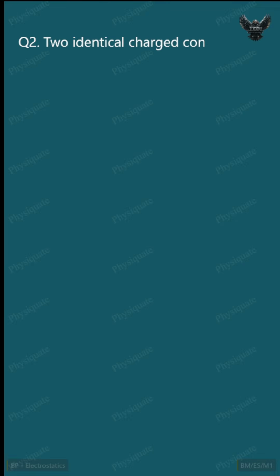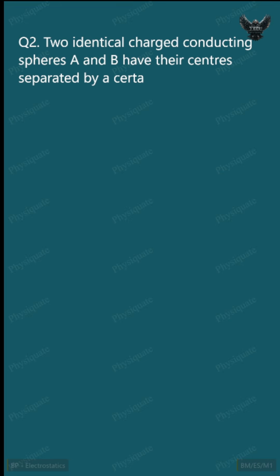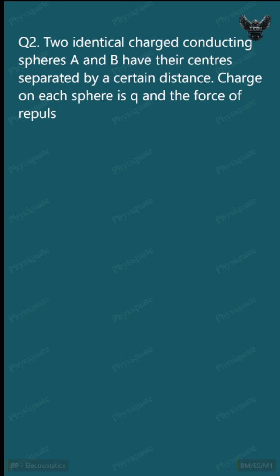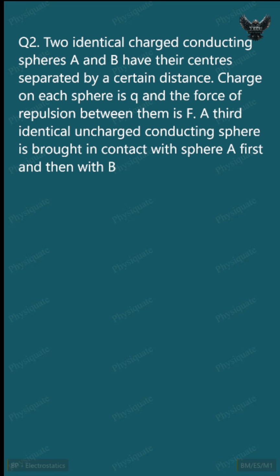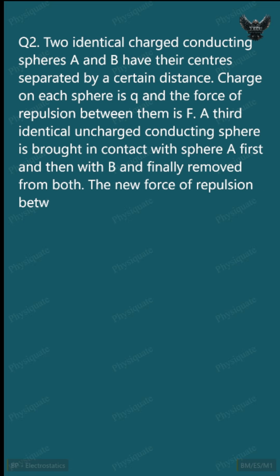Question 2. Two identical charged conducting spheres A and B have their centers separated by a certain distance. Charge on each sphere is Q and the force of repulsion between them is F. A third identical uncharged conducting sphere is brought in contact with sphere A first and then with B and finally removed from both. The new force of repulsion between spheres A and B is.